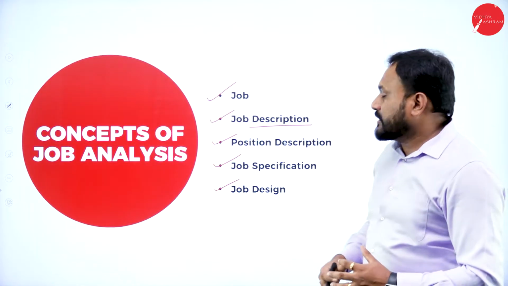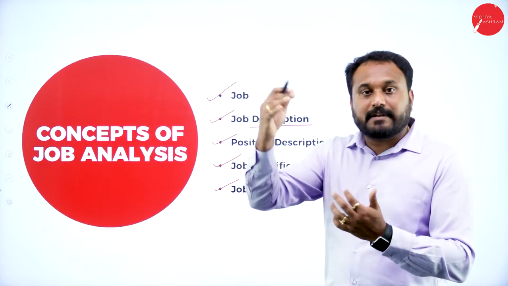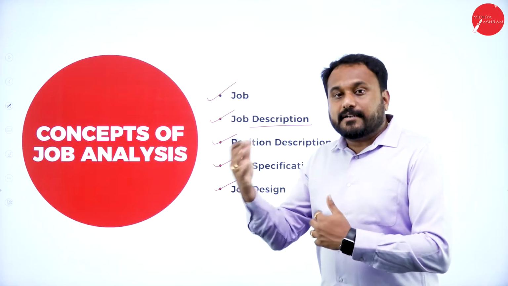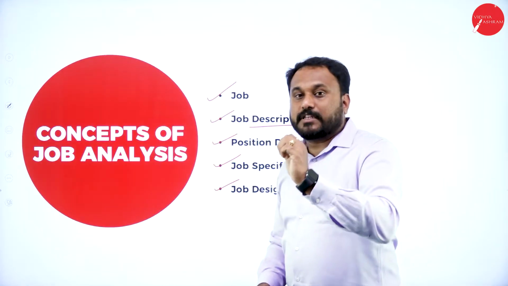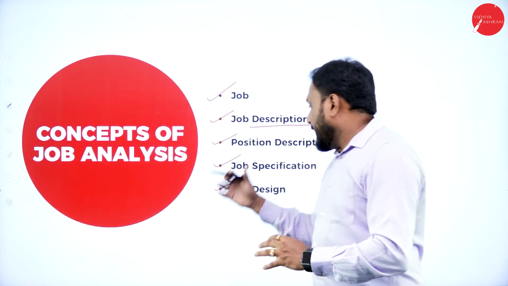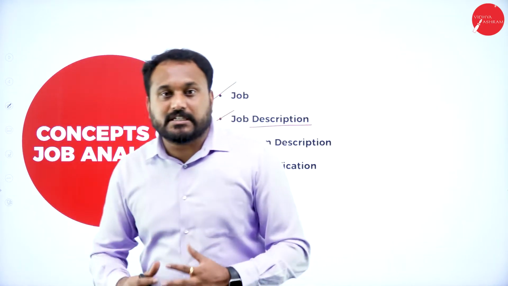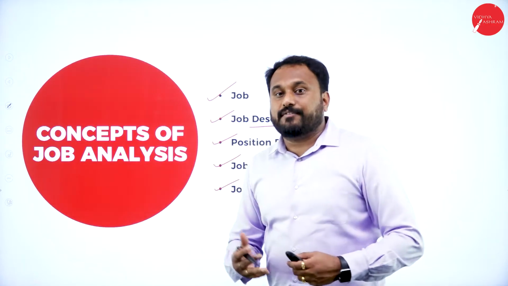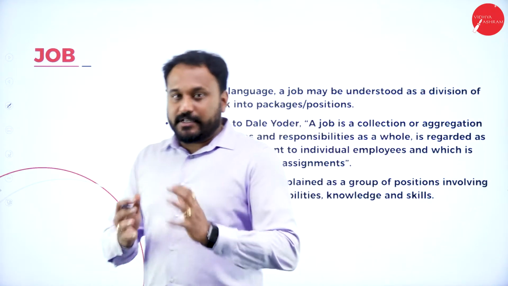And then position description. Who are the people, where exactly they are, whether they are in the top level, middle level, supervisory level, and what their position description is. And then job specification, that is what they will work on and what they are supposed to work for. And lastly, it is called the job design. You are supposed to design and give it to each and every employee so that they can work efficiently and effectively. So the first one is job. Now, what exactly is a job?